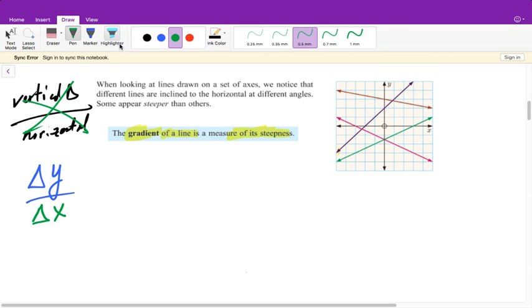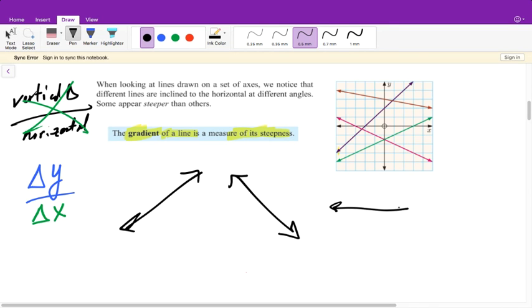And one of the things that's kind of important for you to do before you ever tell me the slope is identify if it's going to be a positive or negative slope when just looking at the line. So I'm going to draw 4 lines here, and we'll talk about how we can just determine what their slope is by looking at it.